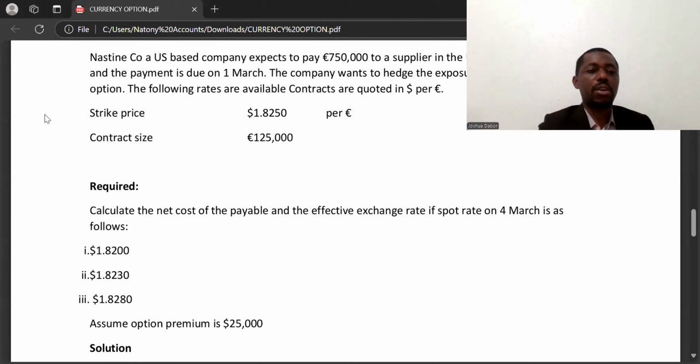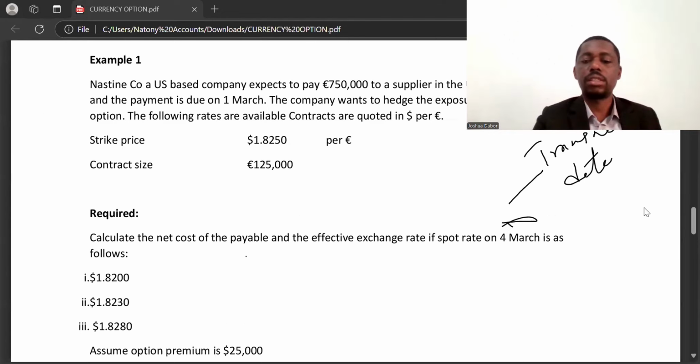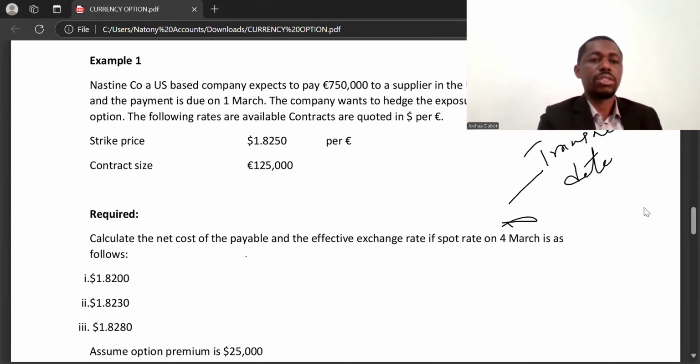So in this question now, I have different closing spot rates. The transaction date is when? This is the transaction date here for March, or 4th of March. Today's date is what? October 1. So this is today's date, 1 October. Now the transaction date is 4 March, and on the transaction date, we are assuming that there are different spot rates.